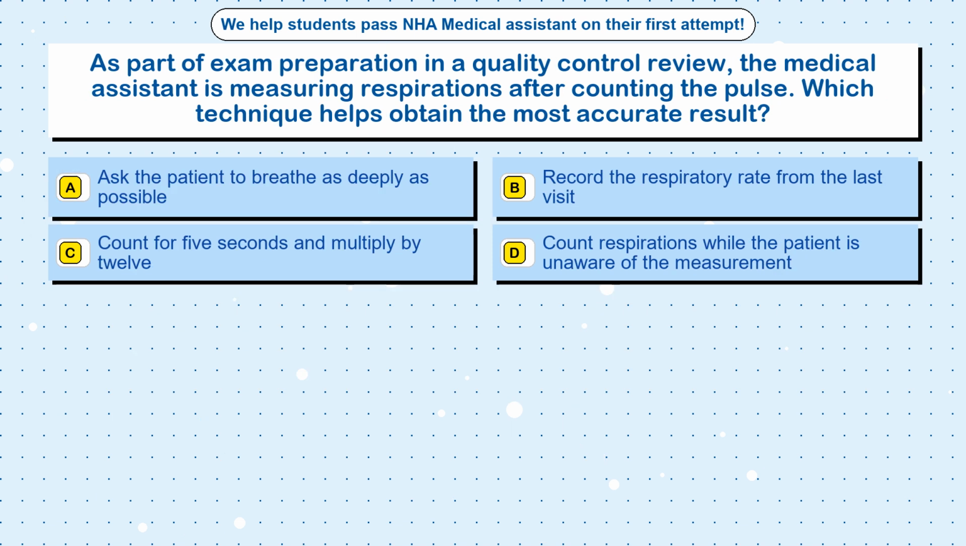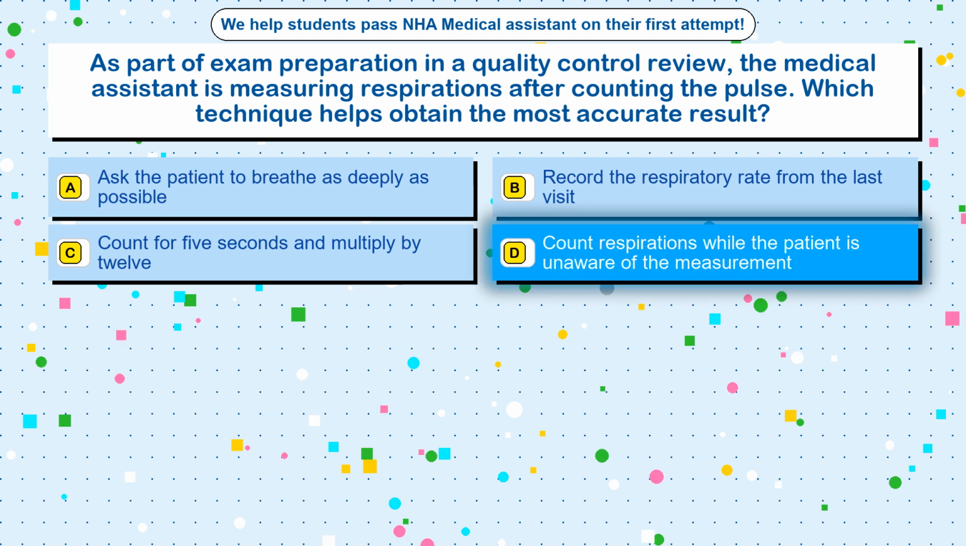Question 45. As part of exam preparation in a quality control review, the medical assistant is measuring respirations after counting the pulse. Which technique helps obtain the most accurate result? Option A. Ask the patient to breathe as deeply as possible. Option B. Record the respiratory rate from the last visit. Option C. Count for 5 seconds and multiply by 12. Option D. Count respirations while the patient is unaware of the measurement. The correct answer is option D.